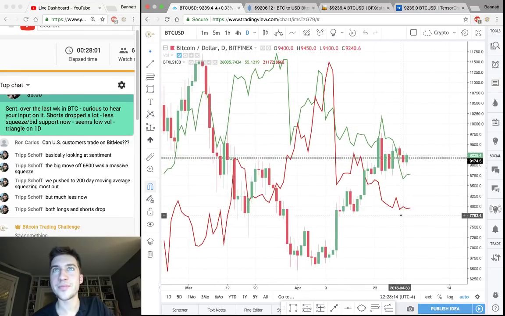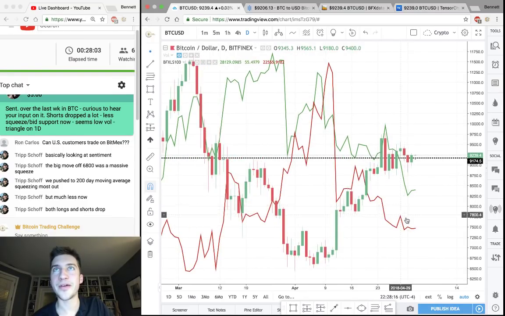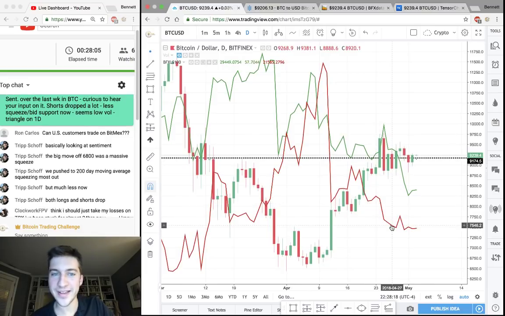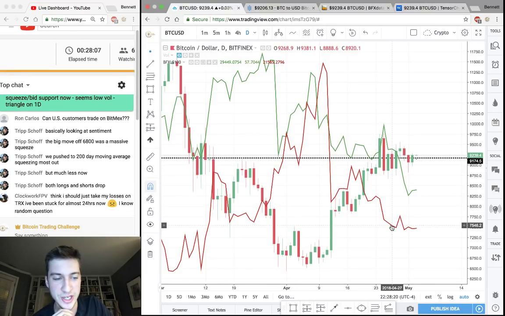something big just happened on Bitfinex. Okay, I'm gonna have to pull that up soon. I just noticed something in the order book that just changed.